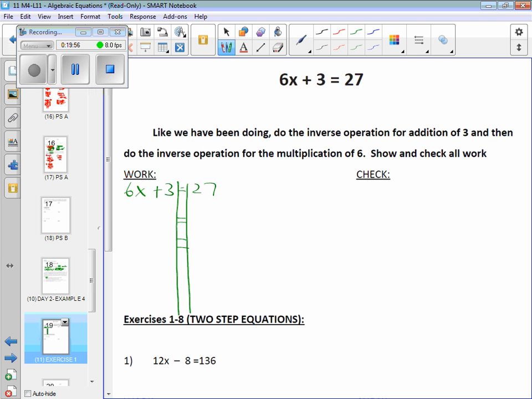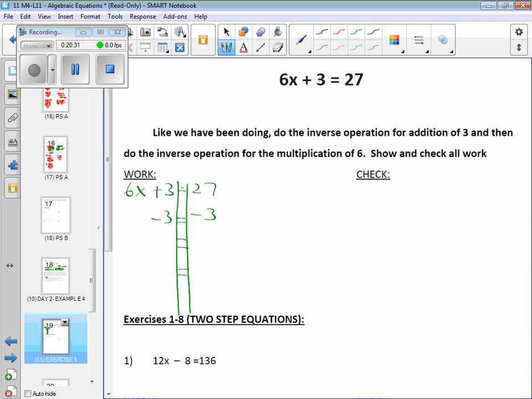I'm going to add another set, but if it gets a little crunched, I might need another set. Okay, according to the rules of how to do this, what inverse operation do you need to do first? Krista, subtract 3. So I'm going to start there. Whatever I do on one side, I have to do on the other.